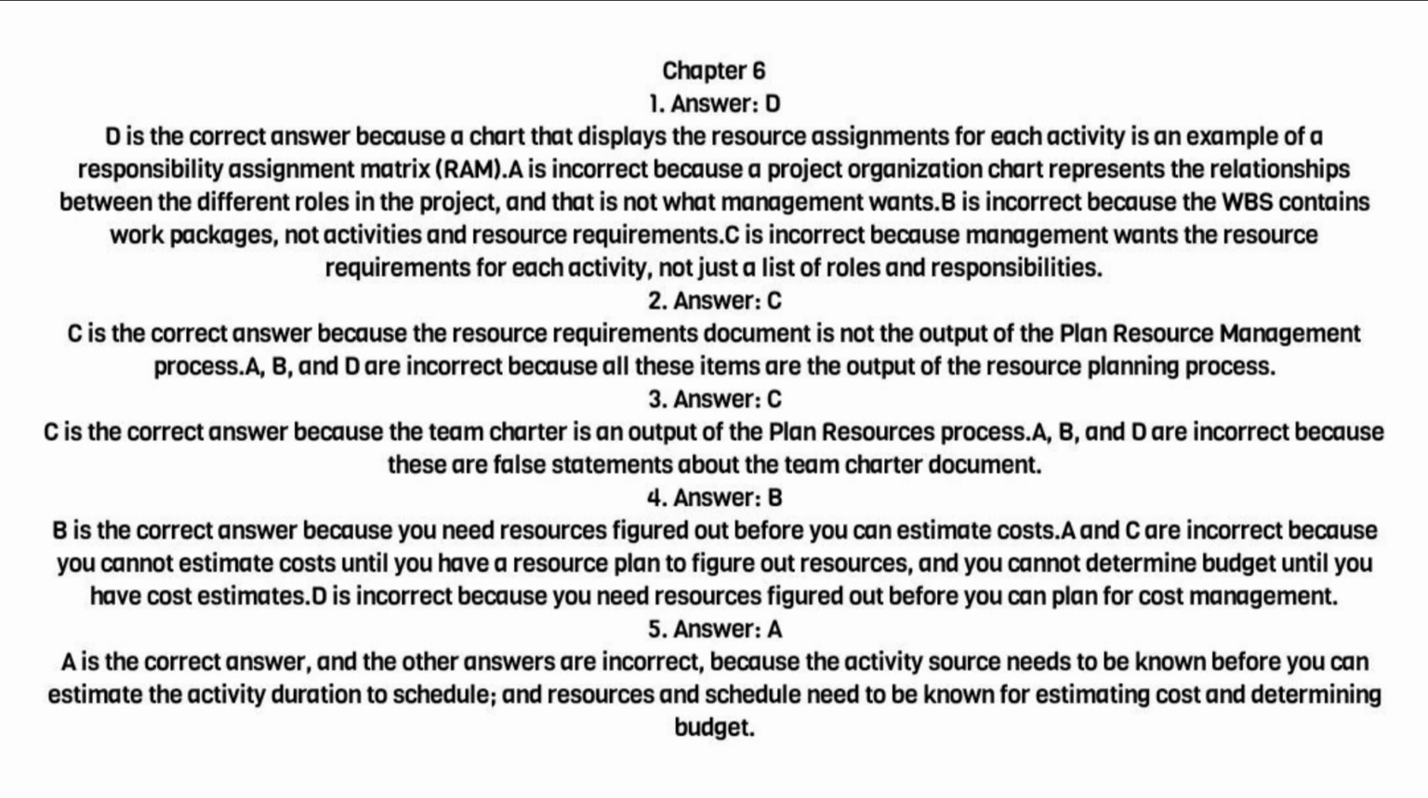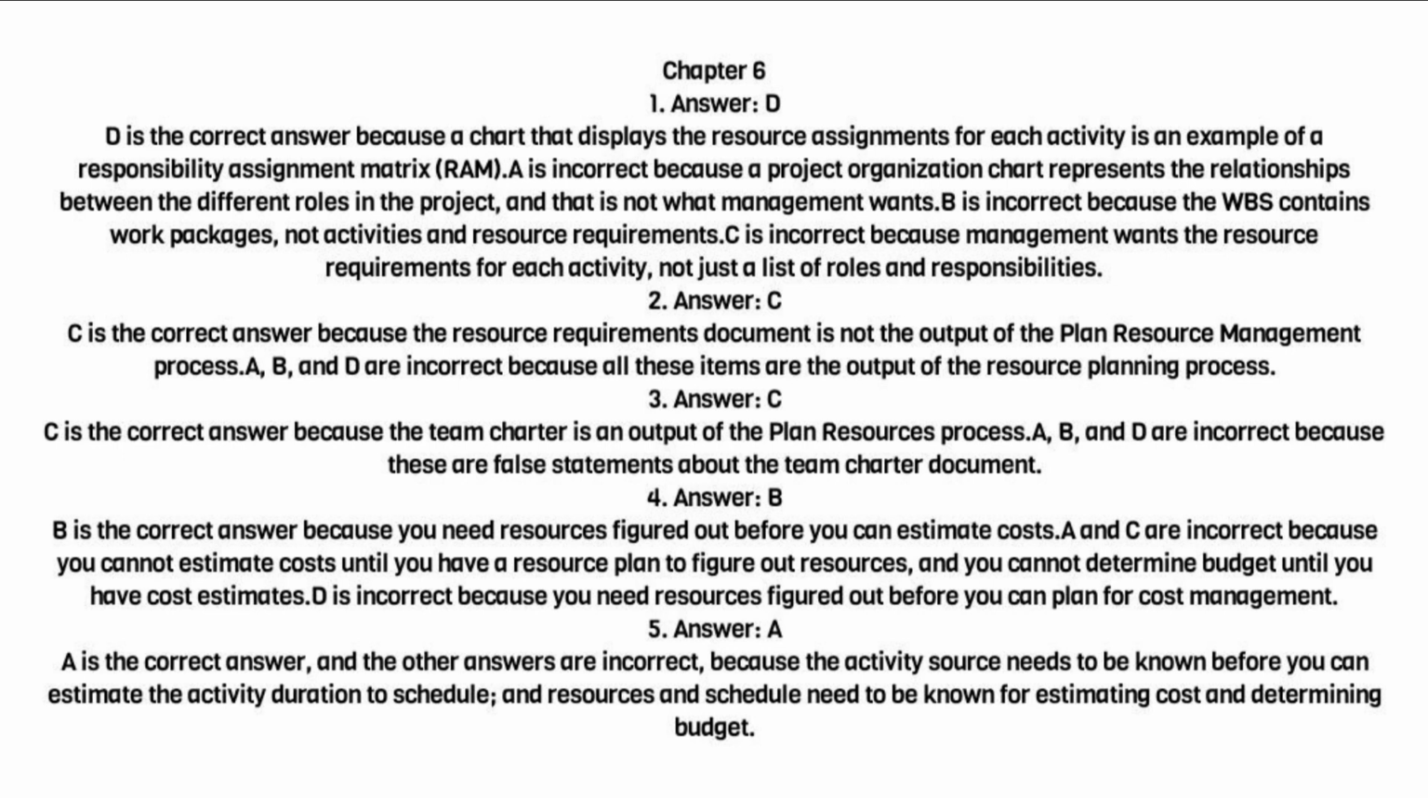Chapter 6. 1. Answer D. D is the correct answer because a chart that displays the resource assignments for each activity is an example of a responsibility assignment matrix, RAM. A is incorrect because a project organization chart represents the relationships between the different roles in the project, and that is not what management wants. B is incorrect because the WBS contains work packages, not activities and resource requirements. C is incorrect because management wants the resource requirements for each activity, not just a list of roles and responsibilities.